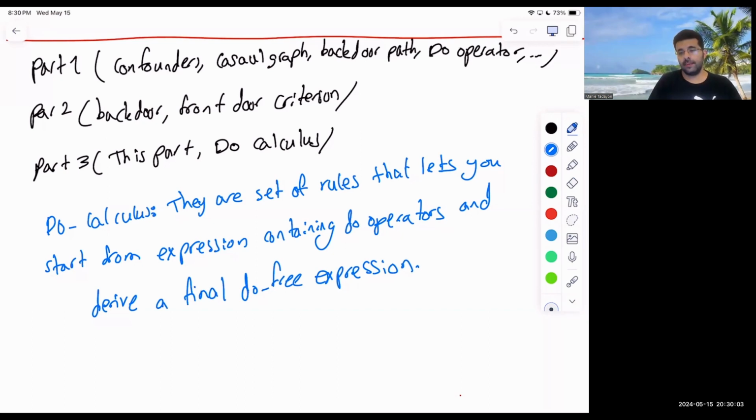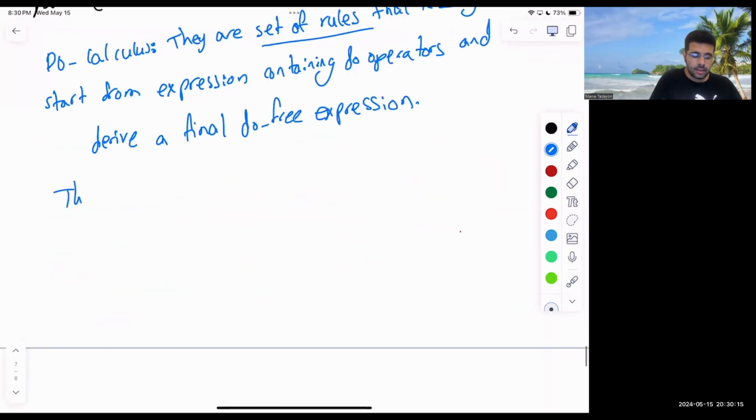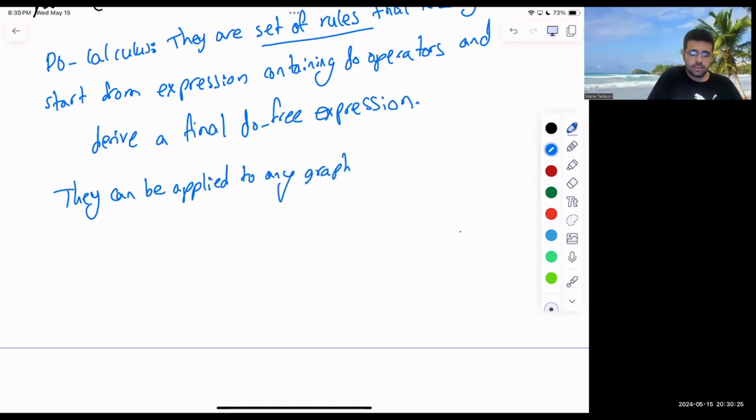So do calculus is a set of manipulations, a set of rules that lets you come up with a final do-free result. When I say set of rules, there are 3 rules developed by Judea Pearl, and they can be applied to any graph, any complex graph. It's not similar to the backdoor and frontdoor criterion. You can derive the backdoor and frontdoor criterion using do calculus. I perhaps will derive the backdoor criterion using do calculus for you guys.